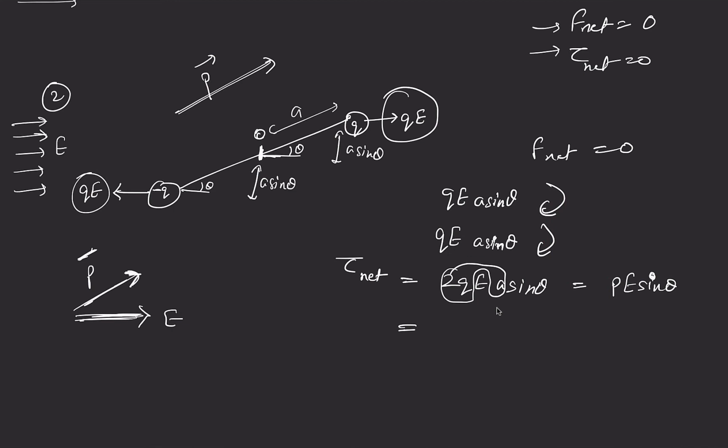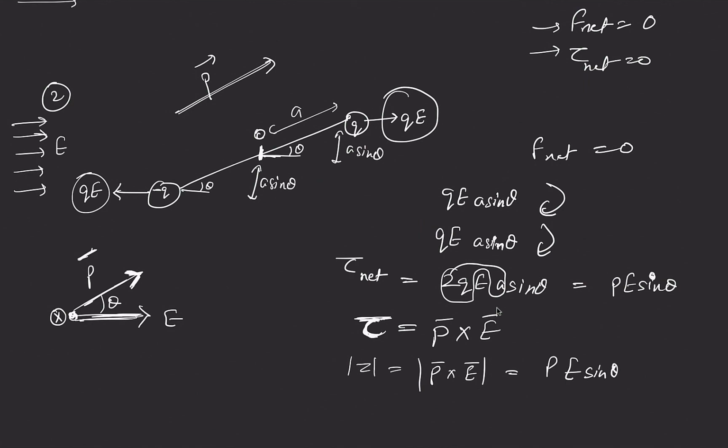So the direction of torque: torque is also a vector, and its direction is downwards, which is into the plane, and it is the same as P cross E. The magnitude of torque is also the same as P cross E. So the magnitude of torque is equal to the magnitude of P cross E. The angle between P and E is theta, so it will be equal to P sine theta.